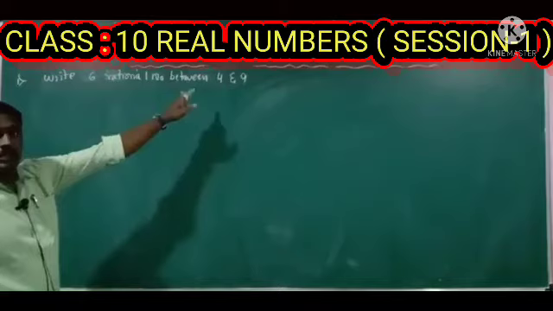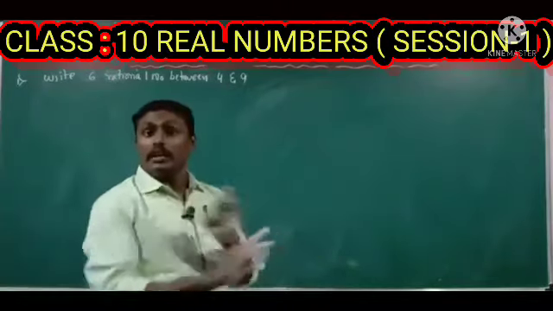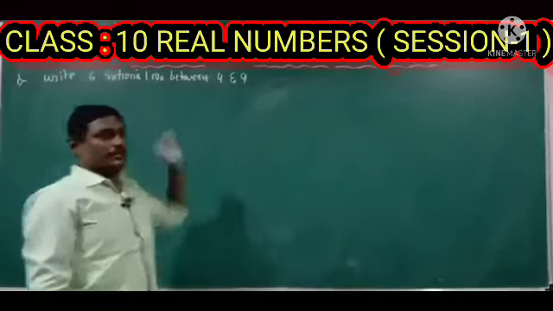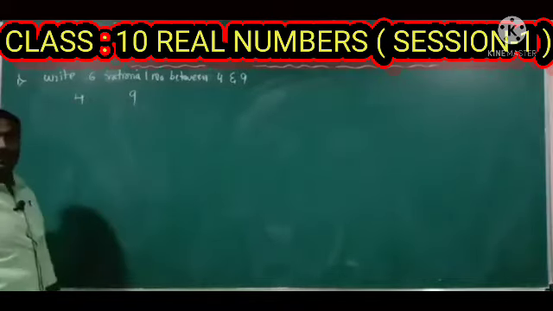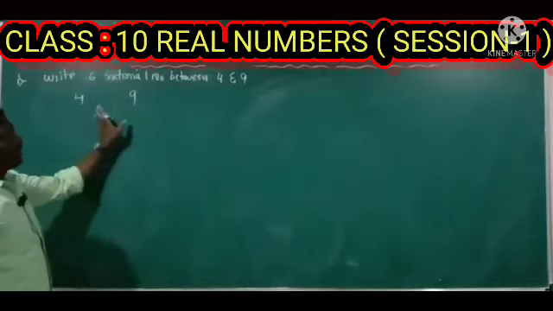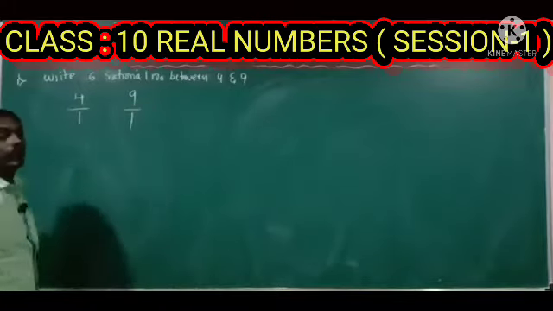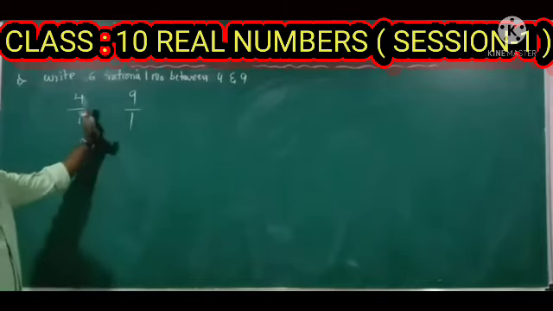What are the given numbers? 4 and 9. Here I am not taking any value as x or y. Just take these two values, 4 and 9. So 4 and 9 are the two given values. We already know that the denominator of any value is always 1. So these two are the values.